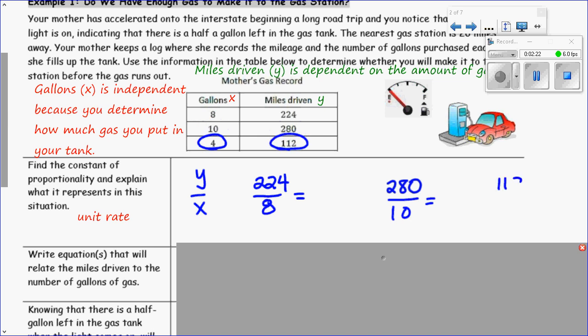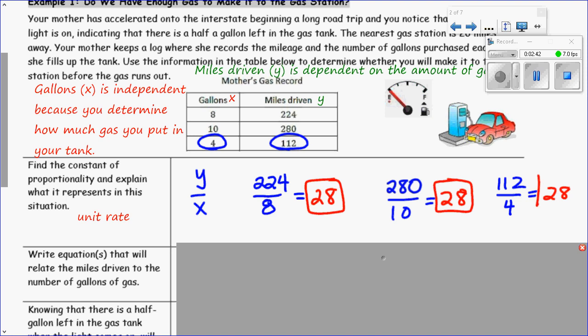I want you to actually pause this and go ahead and solve them and see what you get every time. Did you get 28? So we know that it is proportional, and that means that you can go 28 miles for every gallon. That's the unit rate.